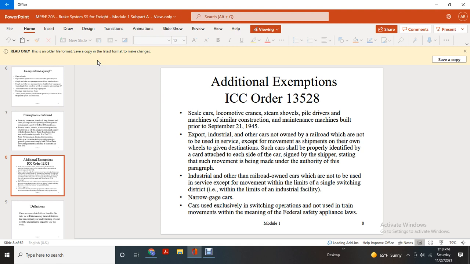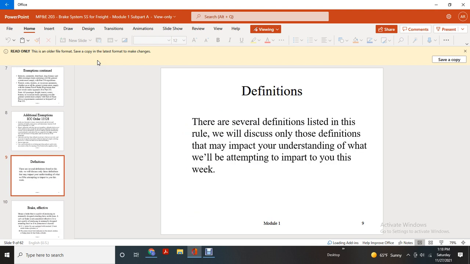Industrial or other railroad-owned cars which are not to be used in service except for limited switching movement of the district within a limited industrial facility, and narrow gauge cars used exclusively with switching operations, not used in train movements within the meaning of the federal safety appliance laws. Definitions: several definitions are listed in the rule. We will discuss only the definitions that may impact the understanding you will be attempting to gain this week.